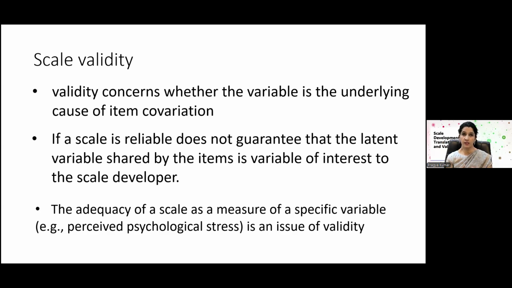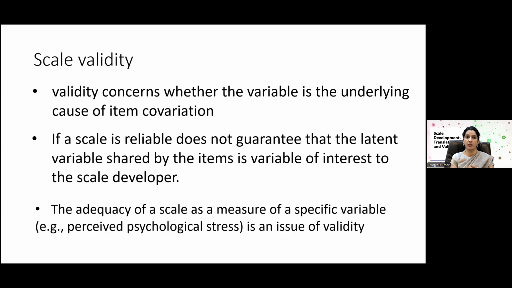So what is scale validity? Basically, scale validity concerns whether the items which we have used are all correlated, but are they measuring the construct which we have defined? Yes, they are measuring the same construct. That will be very clear from the inter-item correlation. But are they measuring the same construct which we have defined? That is what we mean here.